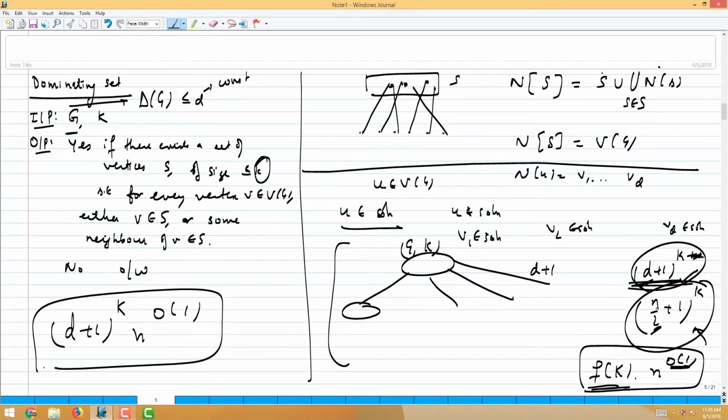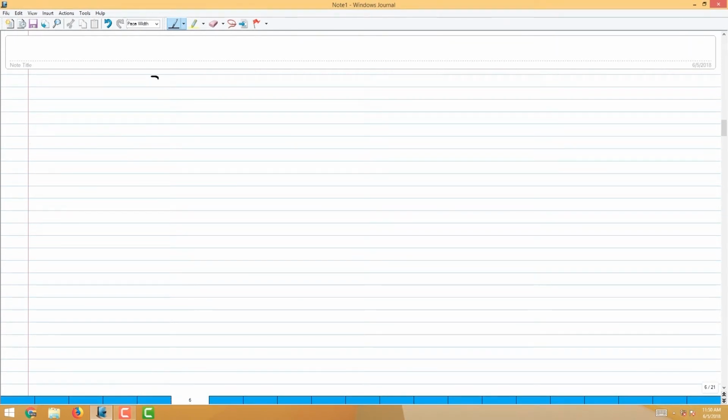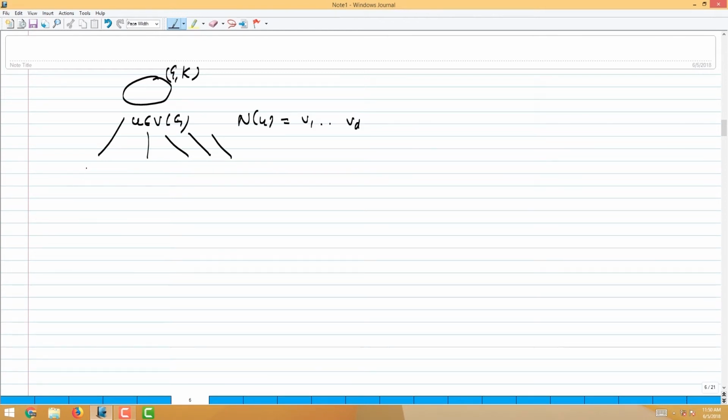But let's see, there is a slight catch here. So let's carefully see what we do when we branch. In G, k, we take a vertex u in this graph and we branch. Let N(u) be equal to v1 to vd, d is a constant. So suppose I decide to pick u in the solution. What is the instance that I should be solving here? G minus u, k minus 1.